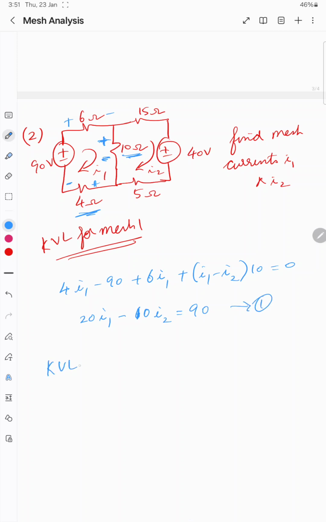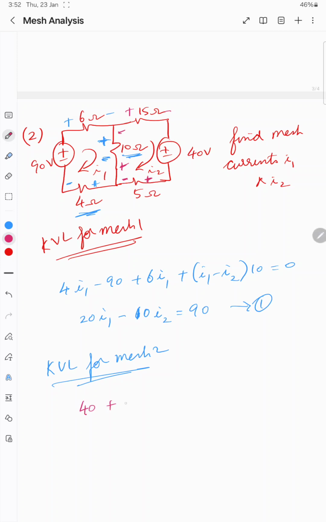Okay, now we apply KVL for the second mesh. For the second mesh, let us give the passive sign convention notation, this is plus minus, this is plus minus, this is plus minus. For the second, the current always enters the positive of the resistance. Okay, the voltage will be positive while the current is entering. That is called passive sign convention.